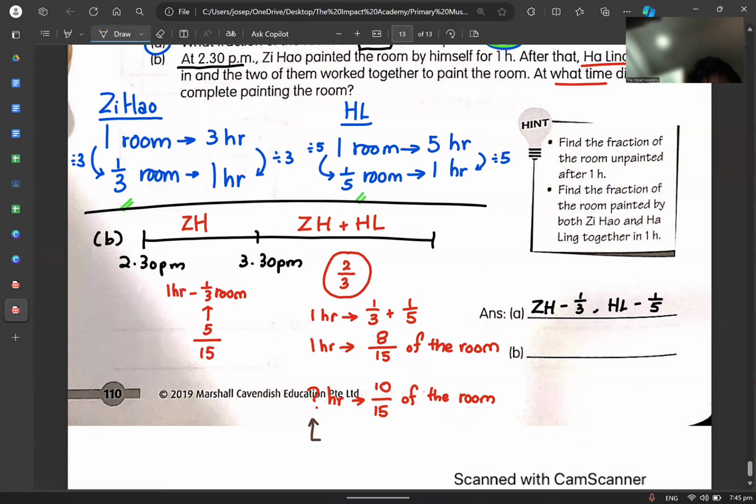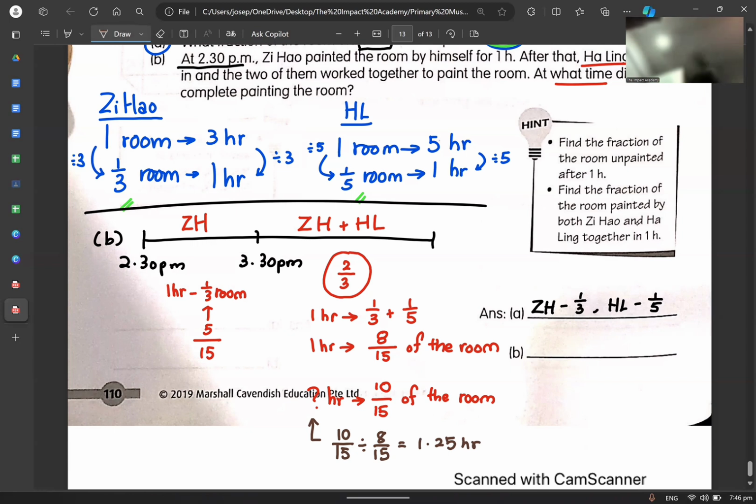Okay, so to find this brown color arrow, we just have to do 10/15 divided by 8/15. Can you understand or don't understand? Understand. That is basically 1.25 hours. Am I making sense?